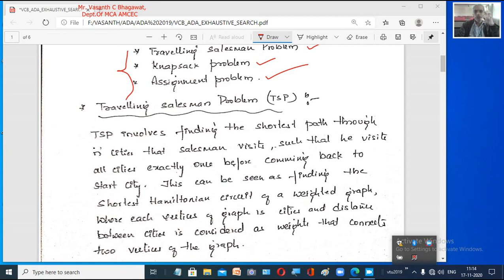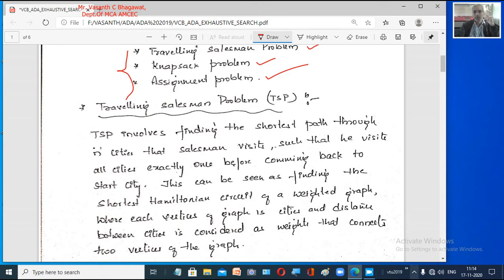Now if you look into this traveling salesman problem, with respect to graph theory, it is nothing but finding the shortest path in a Hamiltonian circuit. We have a circuit of a weighted graph, which is called a Hamiltonian circuit. So finding the shortest path in a Hamiltonian circuit is nothing but the traveling salesman problem.